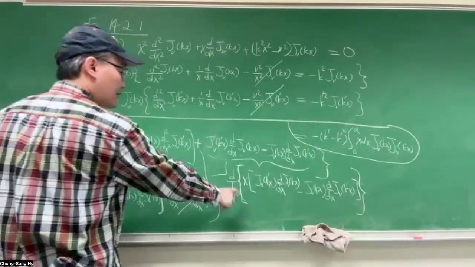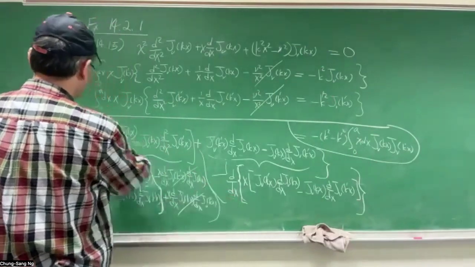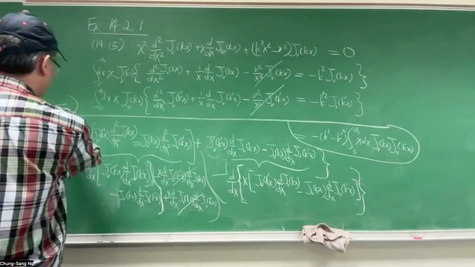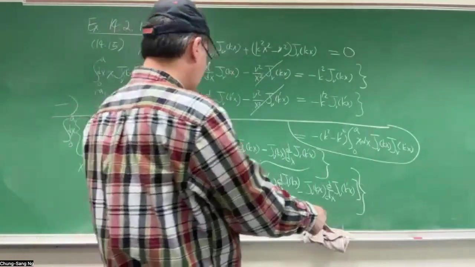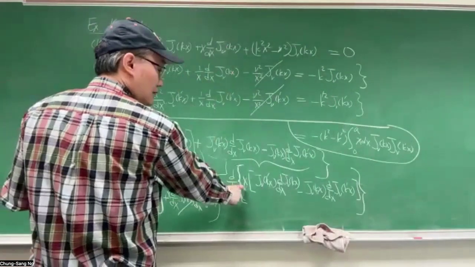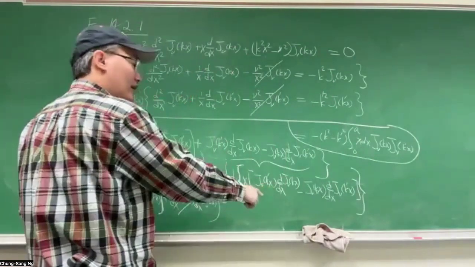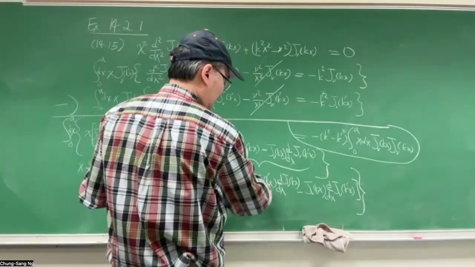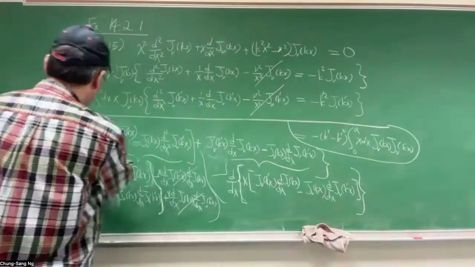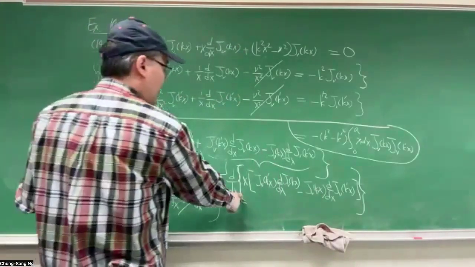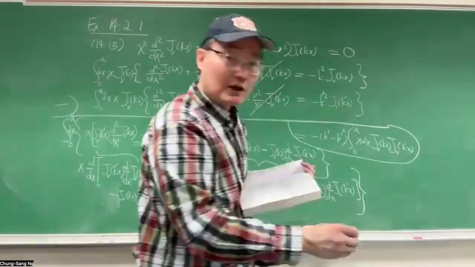Okay, so combine this and that. Now you have a total derivative, right? Now with the total derivative, after you do the integration dx, you just get this part evaluated from 0 to a. At 0, you have this x factor, so it's 0. And all these functions are well behaved at x equals 0, right? So the 0 term limit is 0. So you just get the upper limit after you do the integration.